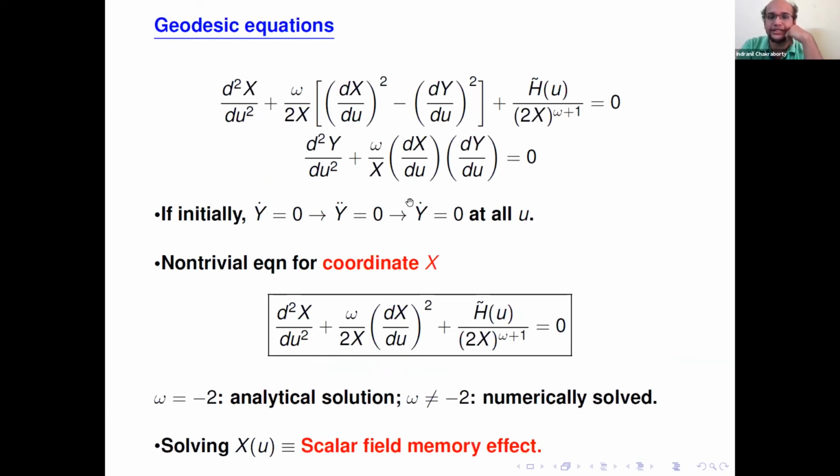So the geodesic equations for x and y are this. If you start with y dot equal to 0, we'll find that y dot is 0 for all values of u. So thus, the non-trivial equation is only for coordinate x. And we only obtain an analytical solution for omega equal to minus 2. For other values of omega, they are numerically solved. So we have to solve x to get the scalar field memory effect because x is related to psi.